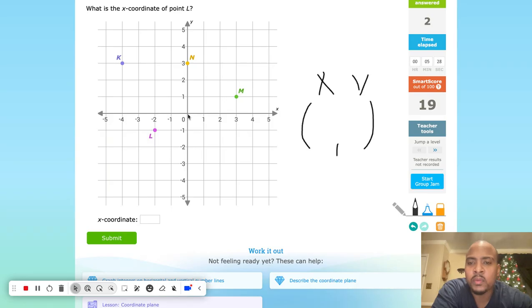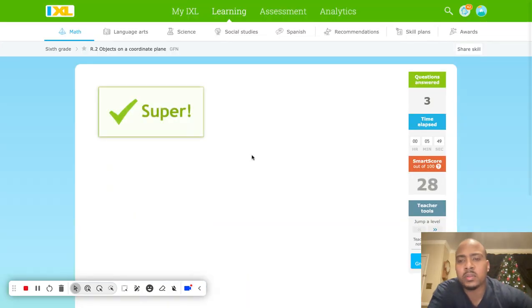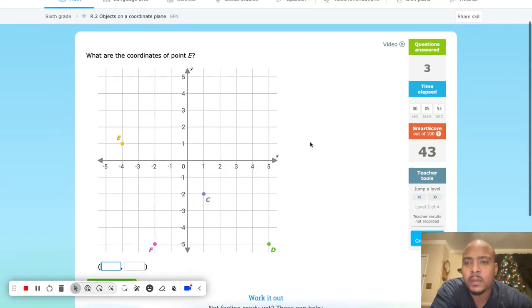So I'm going to move 1, 2 to the left. So once I write my 2 to the left, put my negative. And then I'm going to move 1 down. So that's a negative 1. All right, now this time they're asking me for the x coordinate. So I'm going to give them this one. So you have to read and understand what they're asking you, okay? So now, let me skip ahead a little bit, okay?